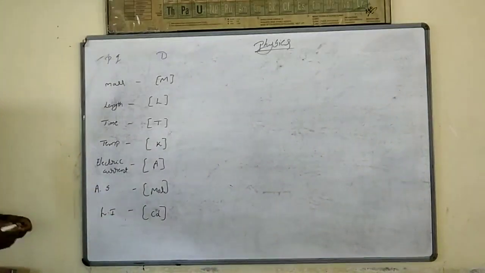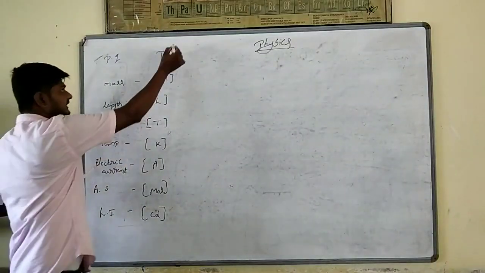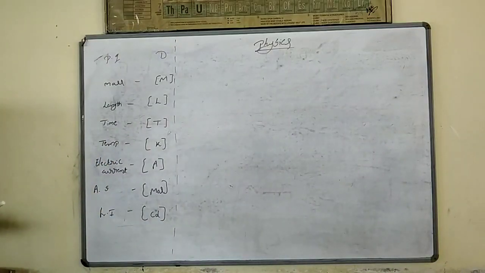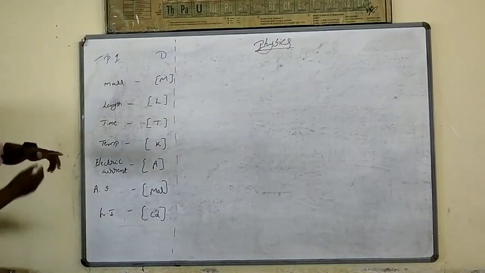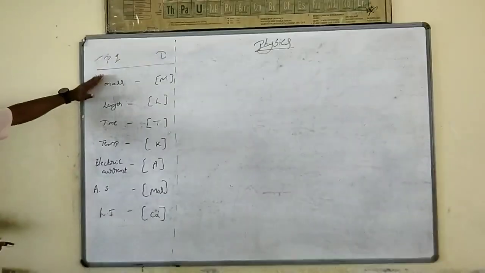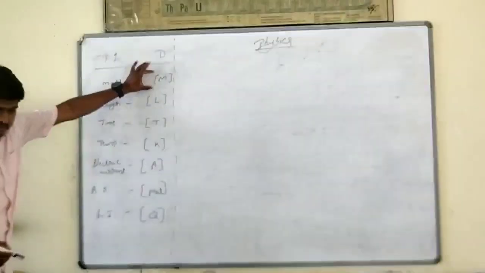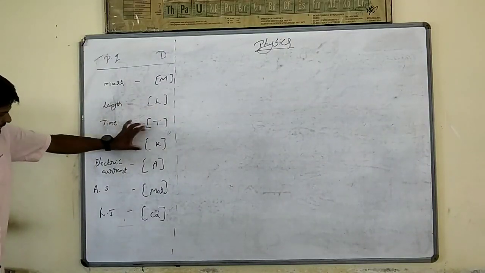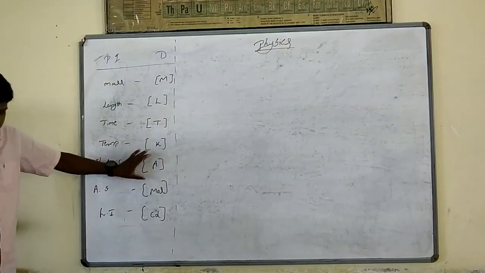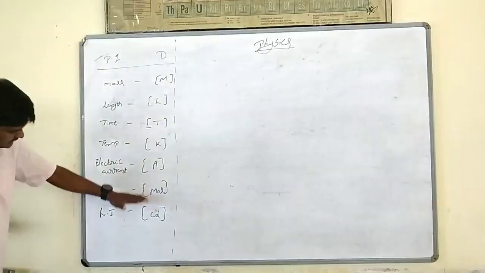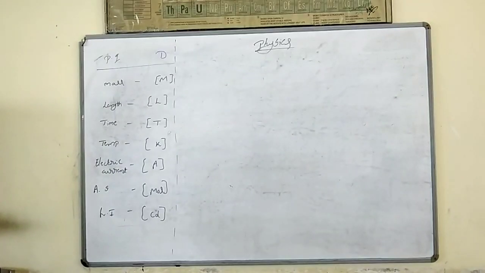This one we have to remember. To write the dimension for any physical quantity, we have to remember this. Mass M, length capital L, time capital T, temperature capital K, electric current capital A. Almost we are going to use these 5 only. These 2 also you should remember.